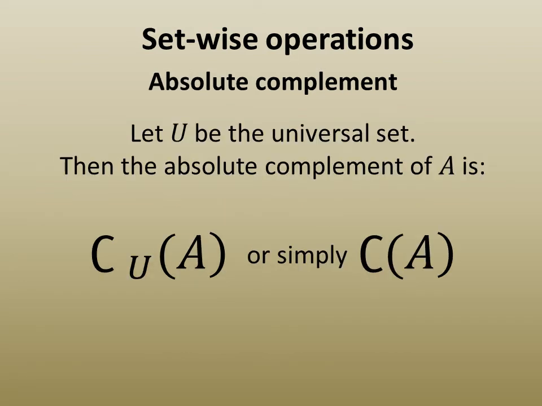Given a universal set U, then the absolute complement of a set A is a relative complement of A in U. You will usually see it denoted like this. This operation is just a special case of the relative complement, but is unique in that it is defined for all sets. Note that the absolute complement of the empty set is a universal set.